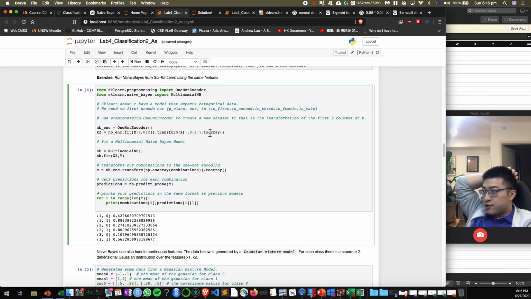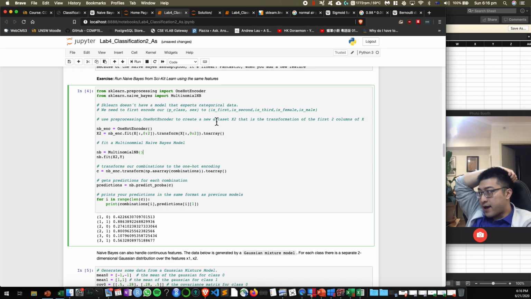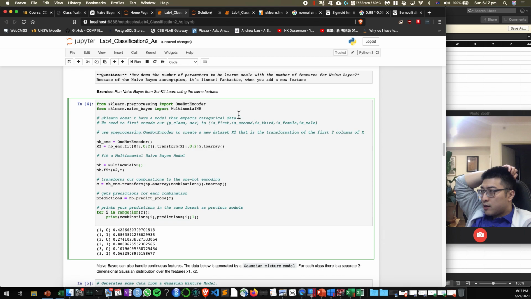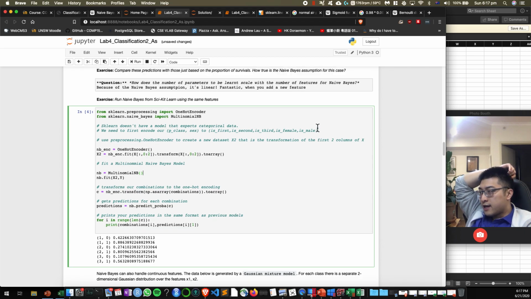Now, scikit-learn has naive Bayes. The only problem with scikit-learn in general is that with categorical variables, it doesn't really do levels. Sorry, let me rephrase. scikit-learn expects all the design matrices, all the data, to be numeric. It cannot handle things like male, female, or class 1, 2, 3 necessarily. In order to use scikit-learn, you need to do an extra step. You need to deal with your categorical variables.